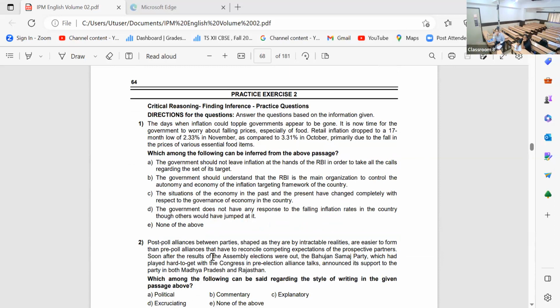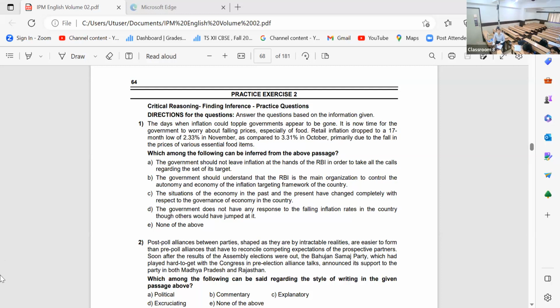Days inflation to topple government scale gone, not time for government to worry about oil prices. Inflation dropped primarily due to fall in the price of essential food items. It should not leave inflation. Government runs down as a control about the situation of the economy past. Changed. Government is not having a response to oil inflation rates in the country.